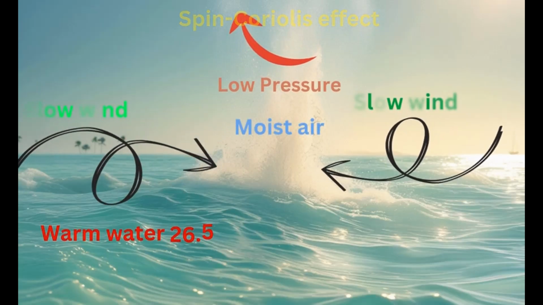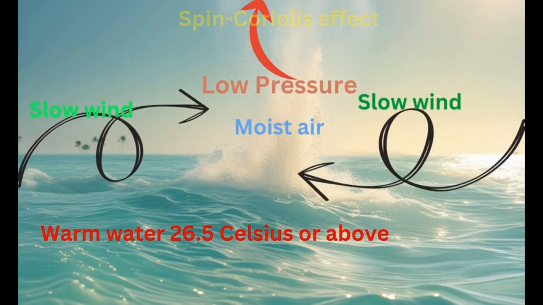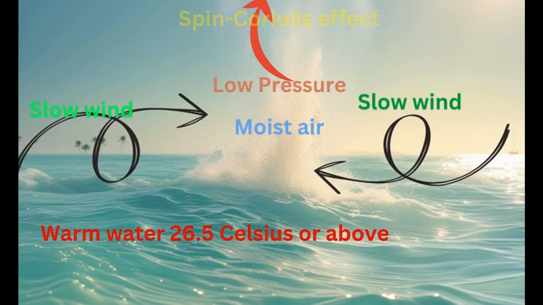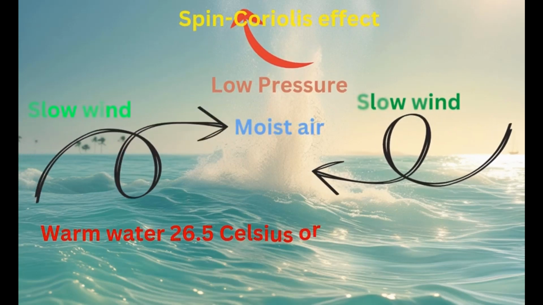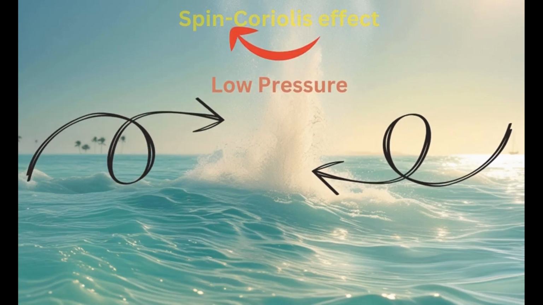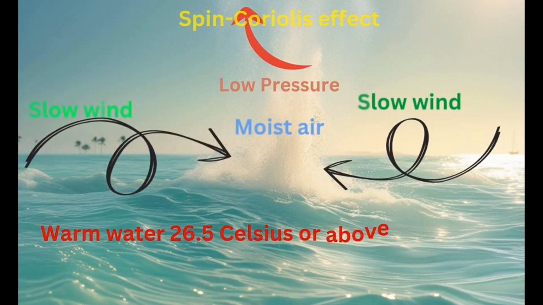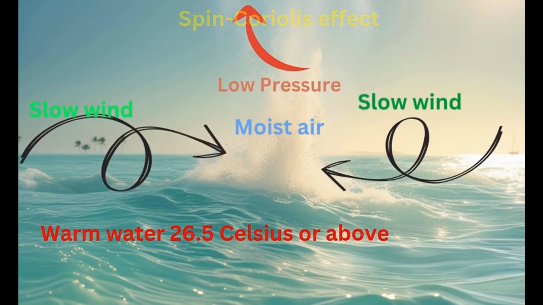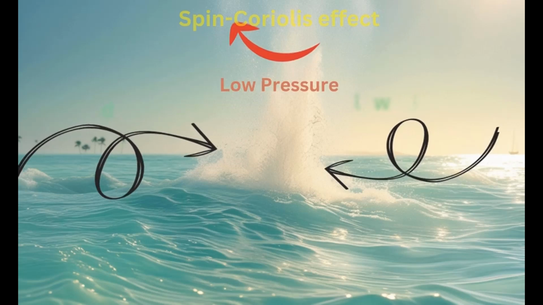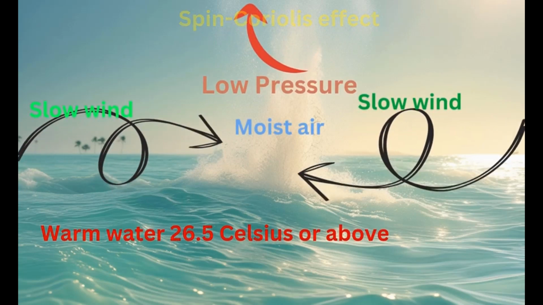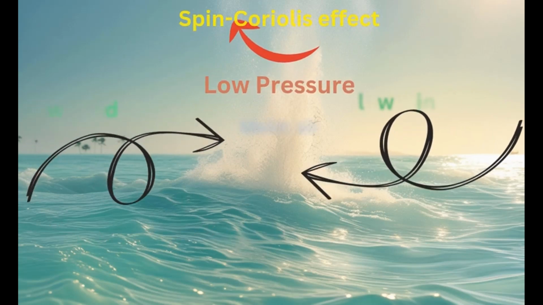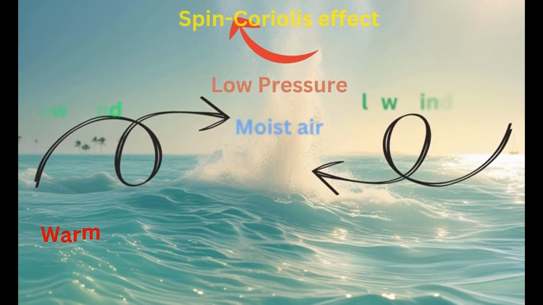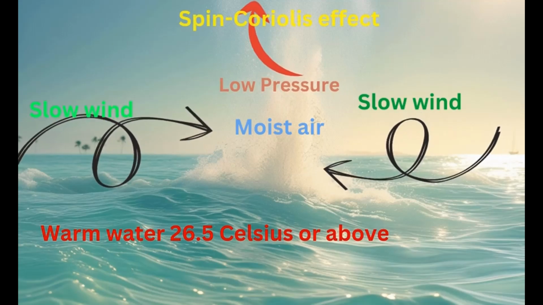Cyclones need 5 ingredients. First, warm ocean water, 26.5 degrees Celsius or hotter, evaporates, fueling the storm. Second, a moist atmosphere lets that vapor rise, condense, and release heat, forming dense clouds. Third, a low-pressure area pulls air in. Fourth, the Coriolis effect from Earth's spin kicks in the rotation, but not near the equator. Fifth, low wind shear keeps it stable by preventing winds from tearing it apart.